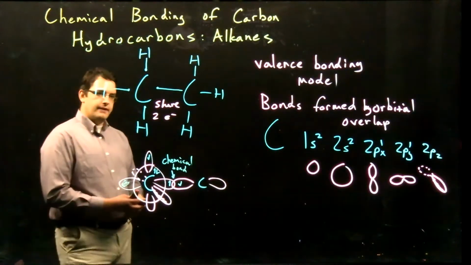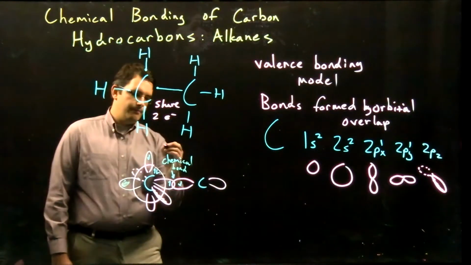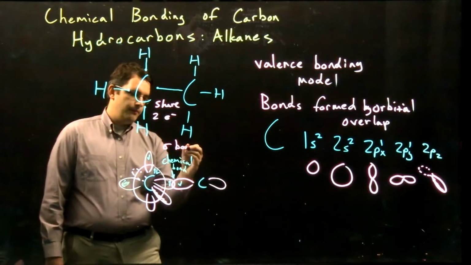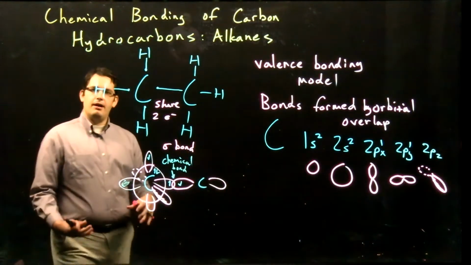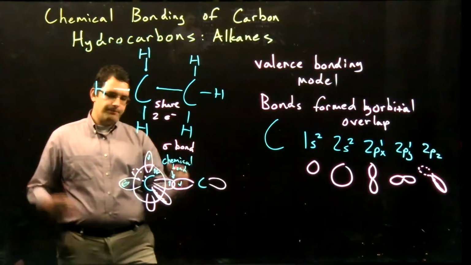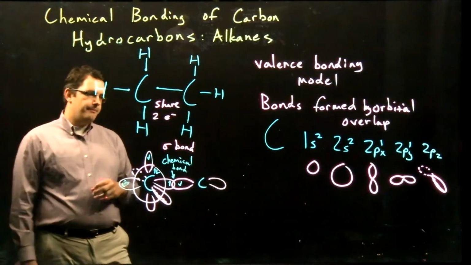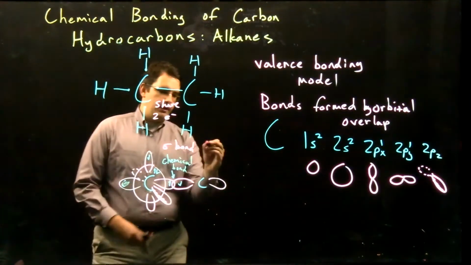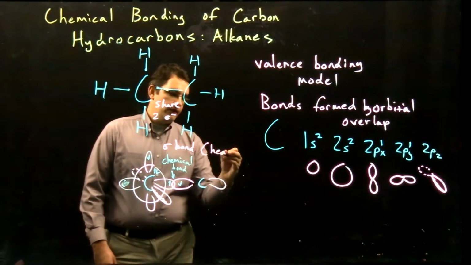We refer to this as a sigma bond. A sigma bond forms when you have a symmetrical bond from two things overlapping head-on. So this is head-to-head overlap.